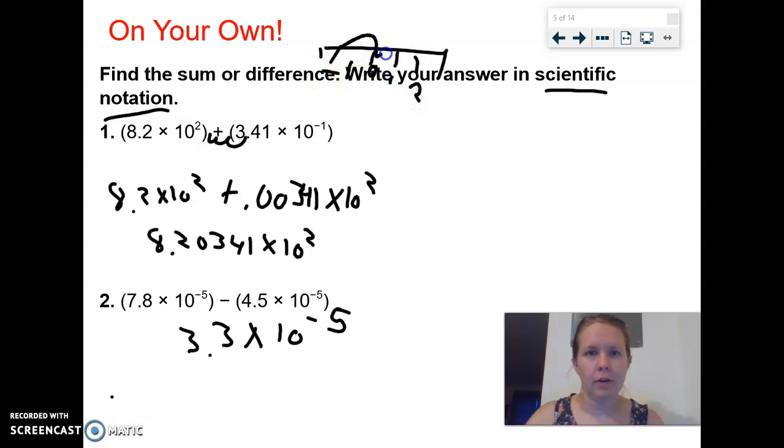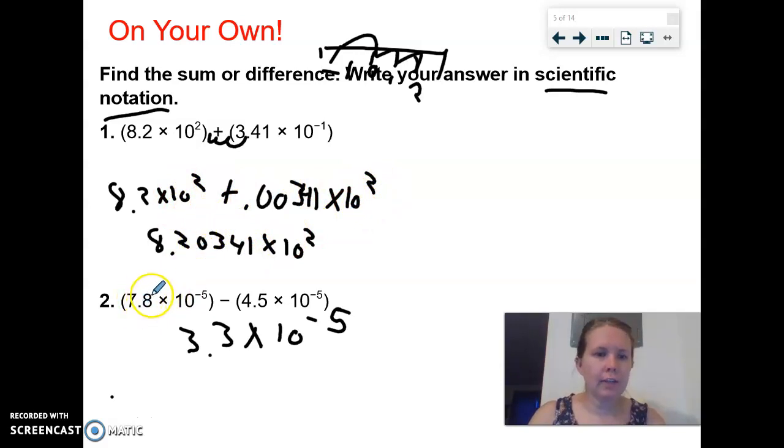Okay, so you're going 1, 2, 3. So I moved it 3 to the left, so I get 0.00341 times 10 to the second. I just then add my two constants and then keep it as the same power of 10.